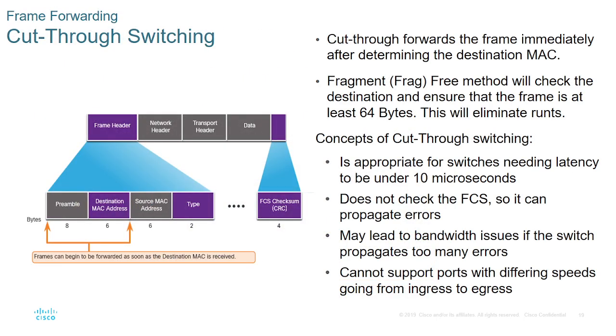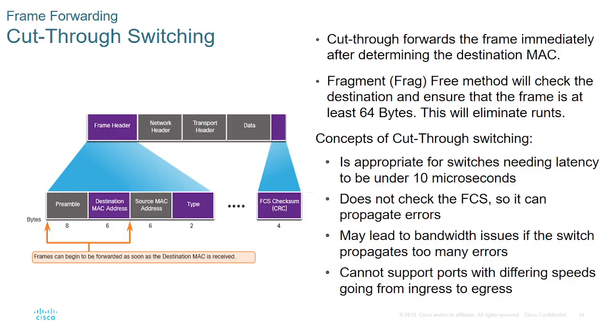Then we have another type of switching called cut-through switching. Cut-through switching forwards the frame immediately after determining the destination MAC address. Now with cut-through switching, it won't check for errors. So it means that even invalid frames will be sent, because it just checks for the destination and that's all. However, it has a variant called fragment-free. The fragment-free method only checks the destination, but also checks to ensure that a frame is at least 64 bytes.